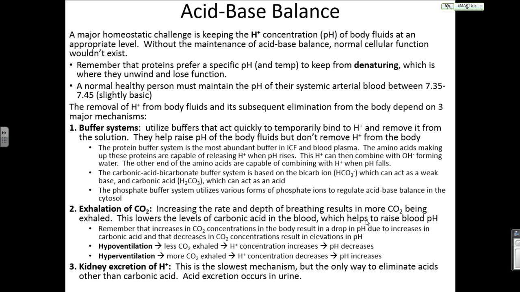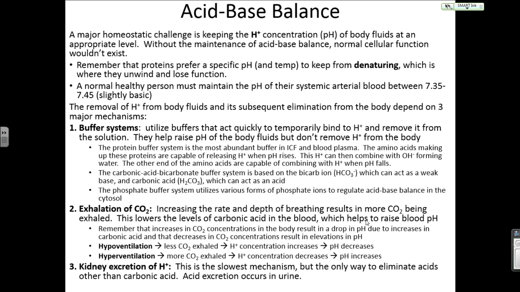Proteins are made up of amino acids. So the amino acids making up those proteins are capable of releasing hydrogen ion when pH rises, and this can then combine with hydroxide forming water. The other end of the amino acid is capable of combining with hydrogen ion when pH will fall.